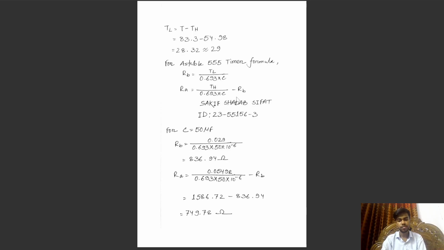For RA it goes through the same formula. We need to repeat the same formula here, and it has been applied here. Everything is the same. We need to change this value, and RB we have already calculated. So the result is 1586.72 minus 836.94, and the answer would be 749.78.